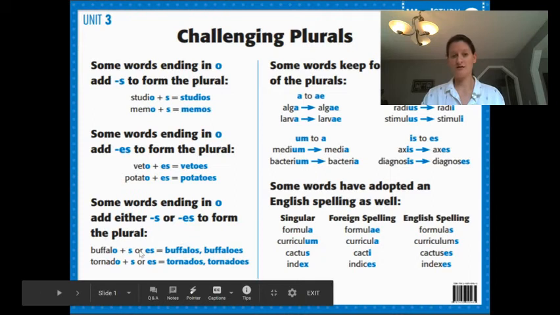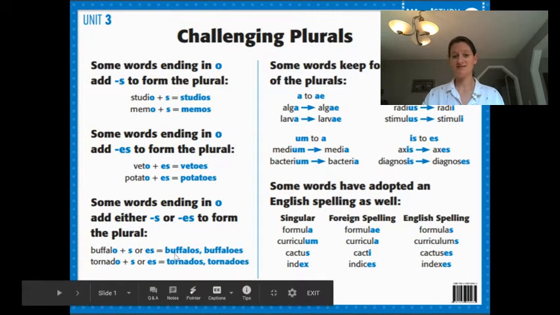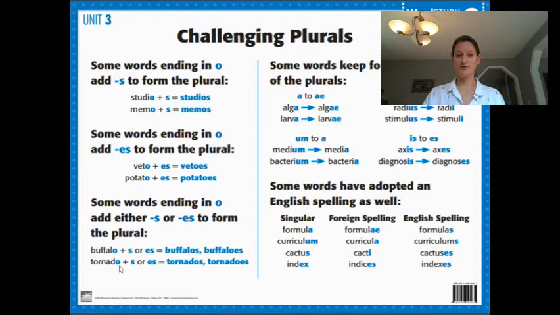There are also some words that end in O and we can use S or ES and both are correct. So for the word buffalo, you could just add S to say buffalos, or you could have ES for buffaloes, and both of those would be correct. For tornado, it's the same thing. You could just add S for tornados, or you could add ES, and that would also be correct for tornadoes. So those are some challenges when we have more than one of something if the word ends in an O.